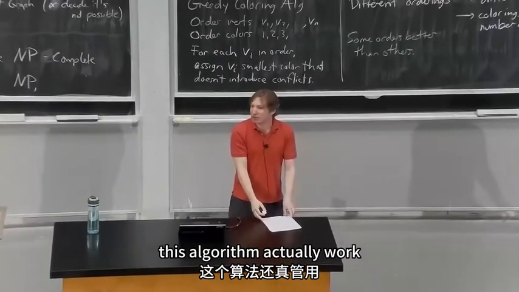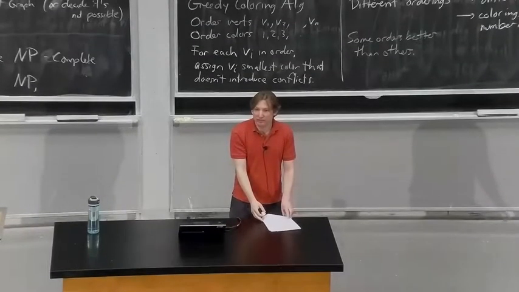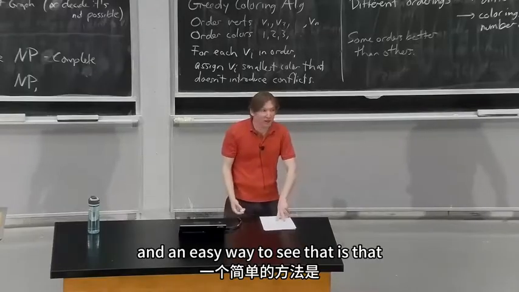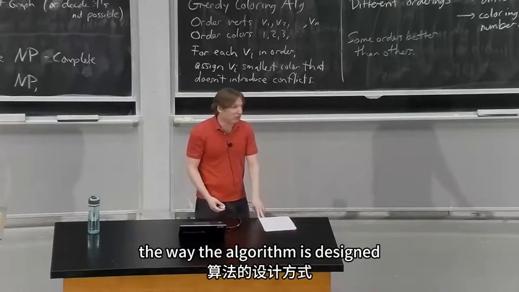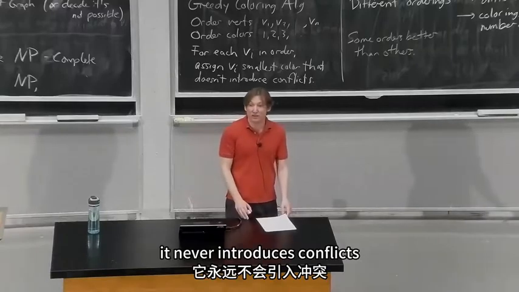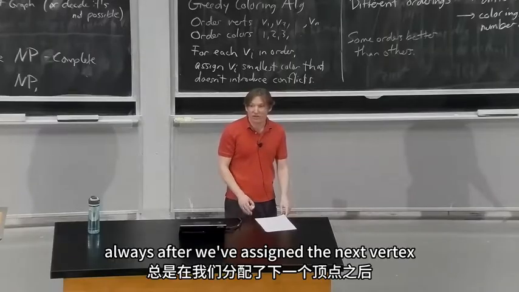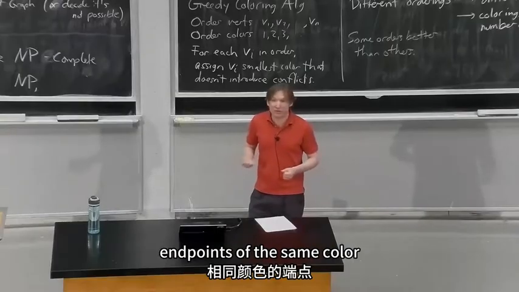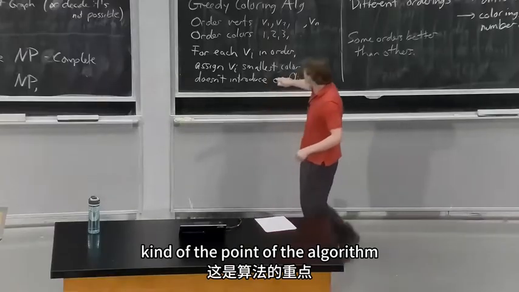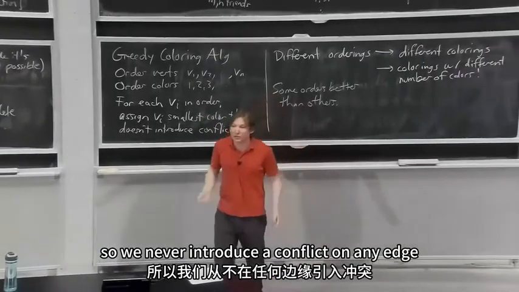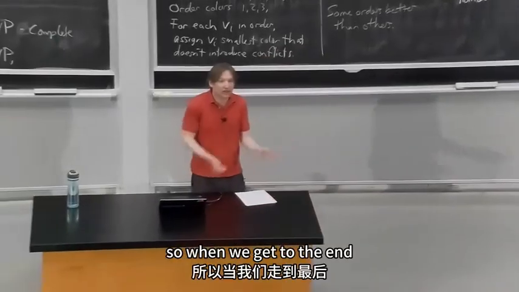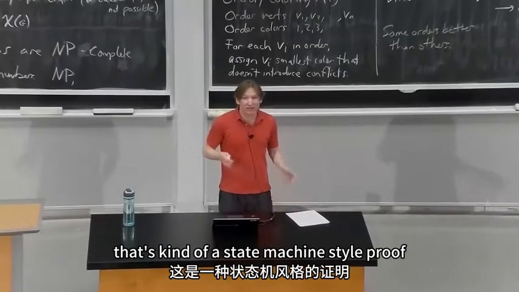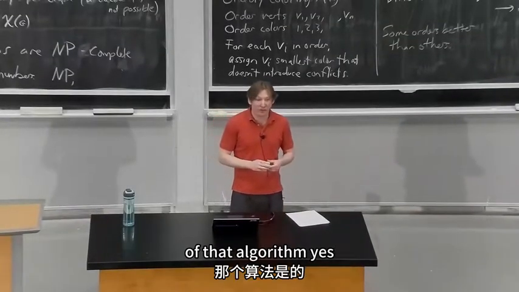Does this algorithm actually work? Does it always give a proper coloring? So yes, in this case it does. And an easy way to see that is that the way the algorithm is designed, it never introduces conflicts. Always after we've assigned the next vertex, we never have an edge that has 2 endpoints of the same color, because that's kind of the point of the algorithm. So we never introduce a conflict on any edge. So when we get to the end, we haven't introduced any conflicts, so there aren't any conflicts. That's kind of a state machine style proof of that algorithm.